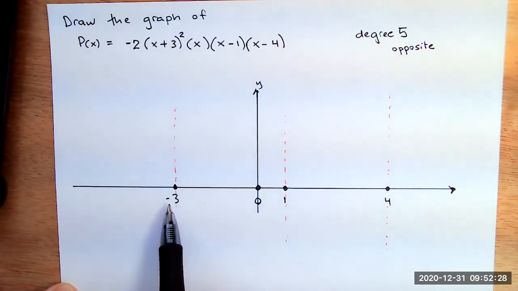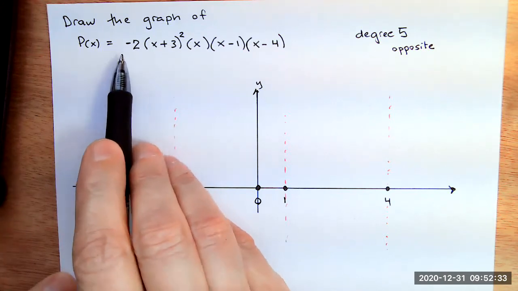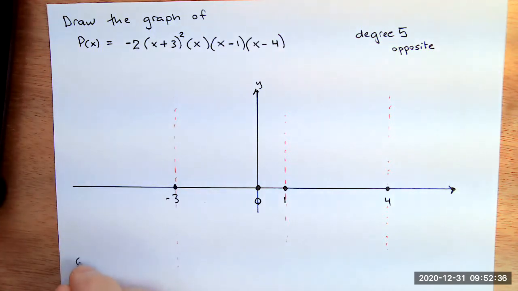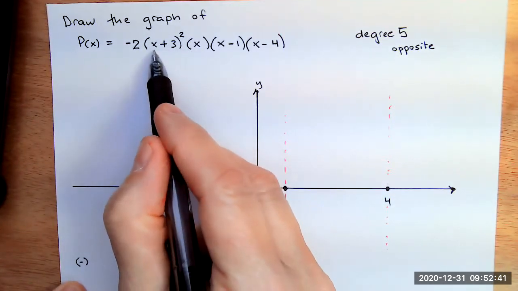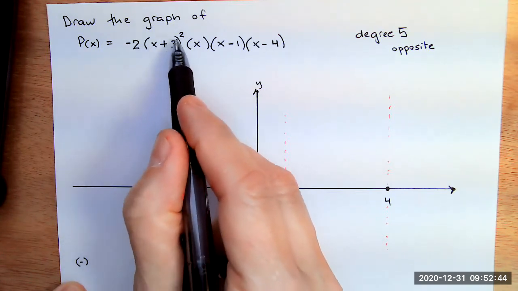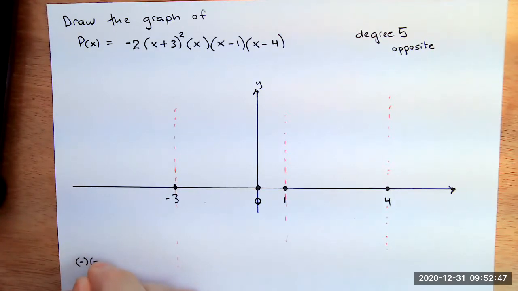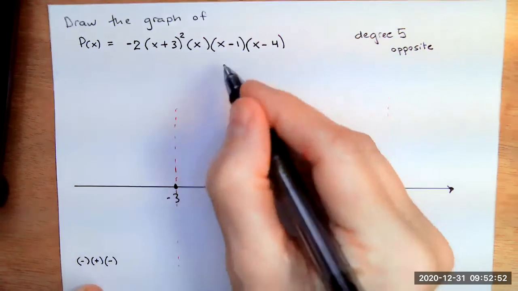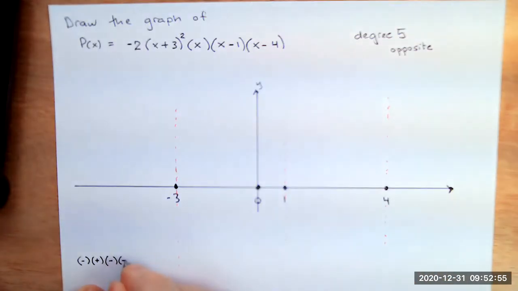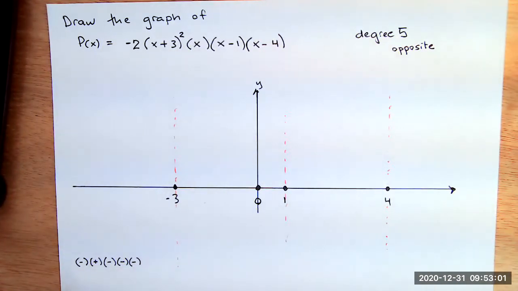All right, so if we put in a number that's less than -3, like -5, so I'm just going to put that -2 into my sign chart. So that's always negative. -5 plus 3 is negative, but then when you square it, that's going to be positive. -5 is negative. -5 minus 1 is negative. -5 minus 4 is negative. So if you have a negative times a positive times a negative, negative, negative, all of that's going to be positive.